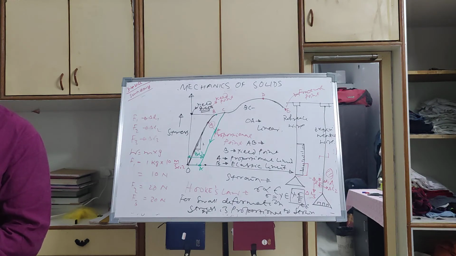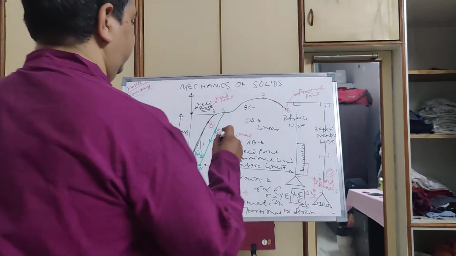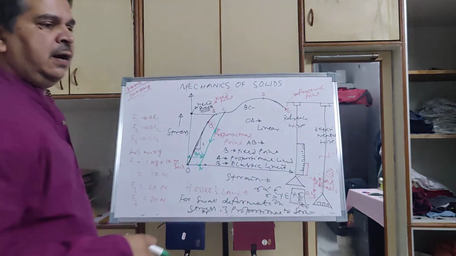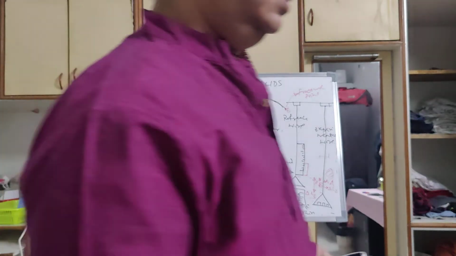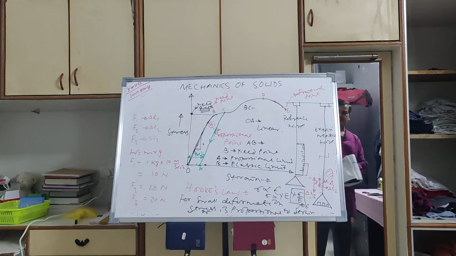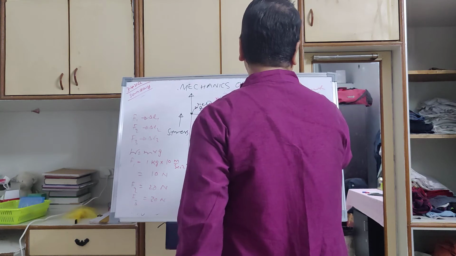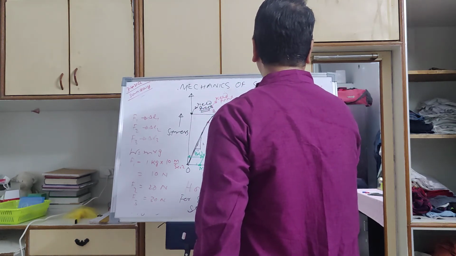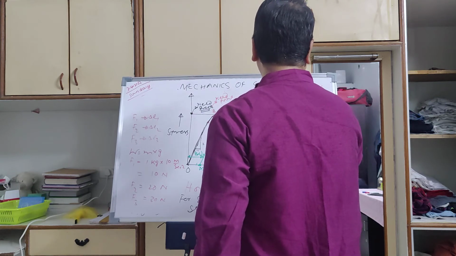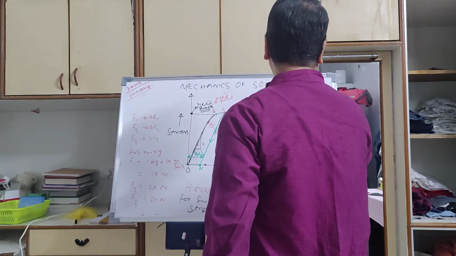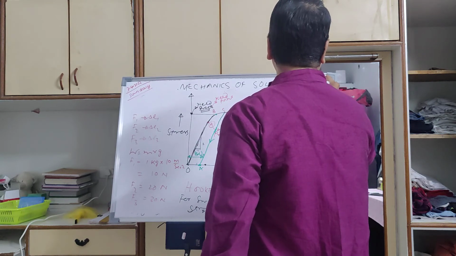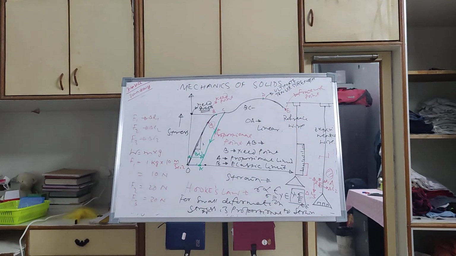The point D in the graph is called ultimate tensile strength. This is very, very important. What is the maximum load you can apply on the structure? Ultimate. That is ultimate tensile strength. So this point is your UTS, ultimate tensile strength. The maximum load that a particular material can carry is this.